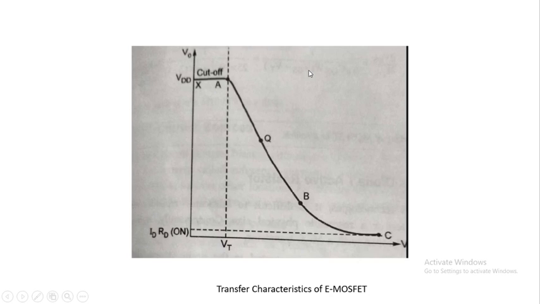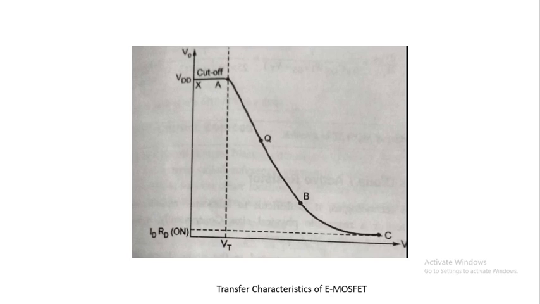If you observe the transfer characteristics, they are the characteristics between input voltage on the x-axis and output voltage on the y-axis. So if input voltage is 0, the output voltage is maximum, which is equal to VDD, and when input voltage is maximum, output voltage is minimum. This is how we can say that the MOSFET will act as a switch.